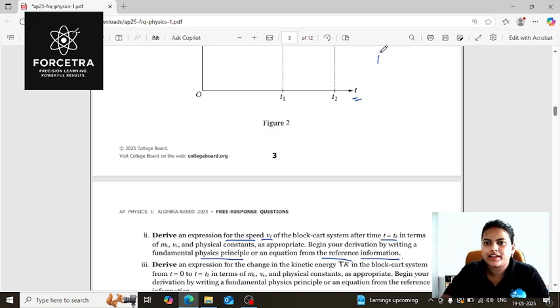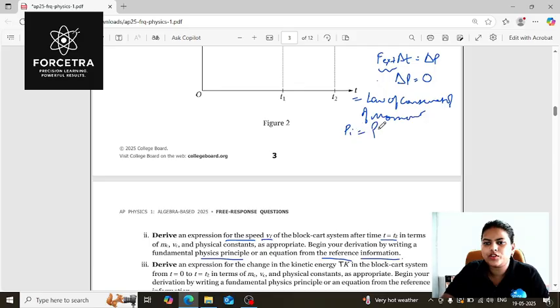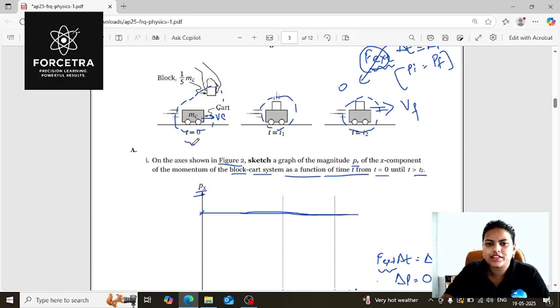So I am deriving it here: F external times delta t is equal to the change in momentum. And there is no external force acting on the body, so it is 0. So I can write that the change in momentum is 0, or the momentum is conserved. From the law of conservation of momentum, I can write P initial is equal to P final. P initial means I am taking at t equal to 0. This is my initial point, and this is my final point.